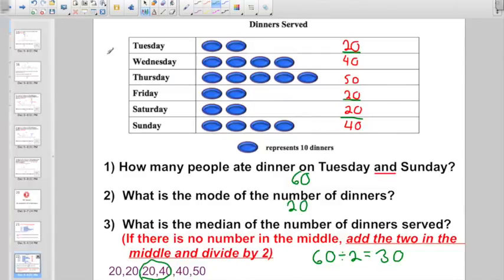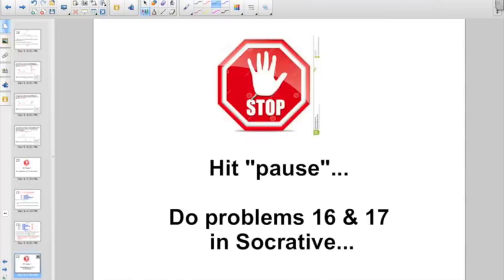So I now want you to hit pause, and I want you to complete problems 16 and 17 in your Socrative quiz.